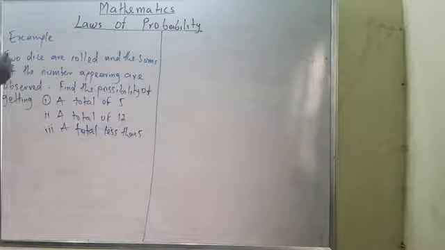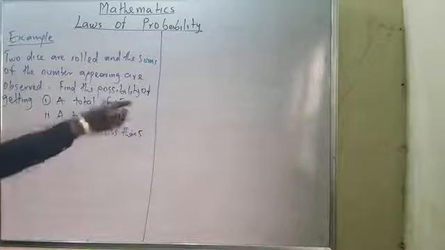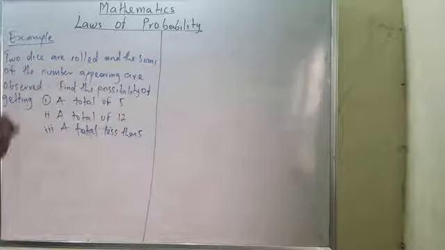Example: two dice are rolled and the sum of the numbers appearing is observed. Find the probability of getting: one, a total of 5; two, a total of 12; three, a total less than 5. Now, how do I go about it? This is how to solve this type of question.